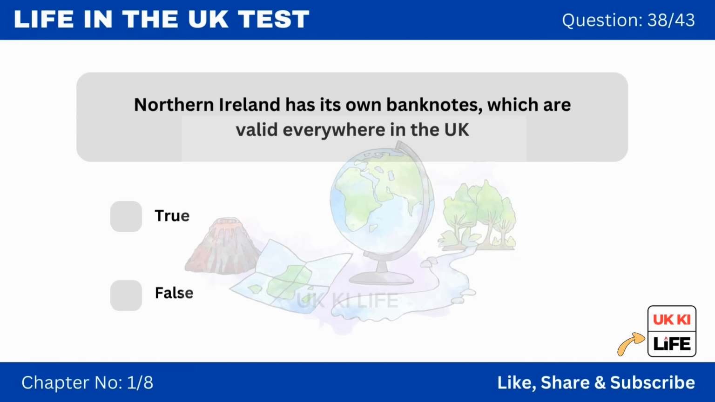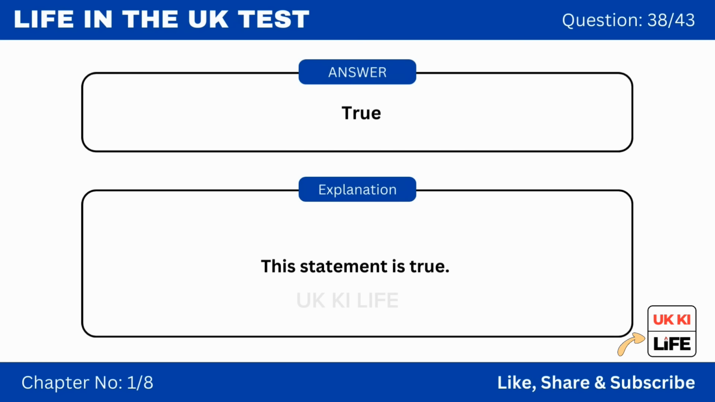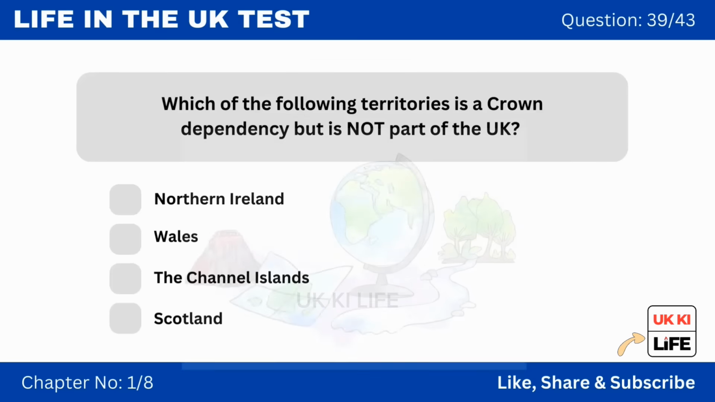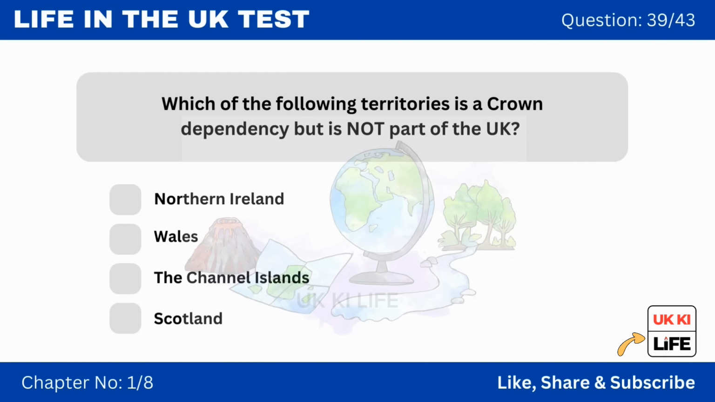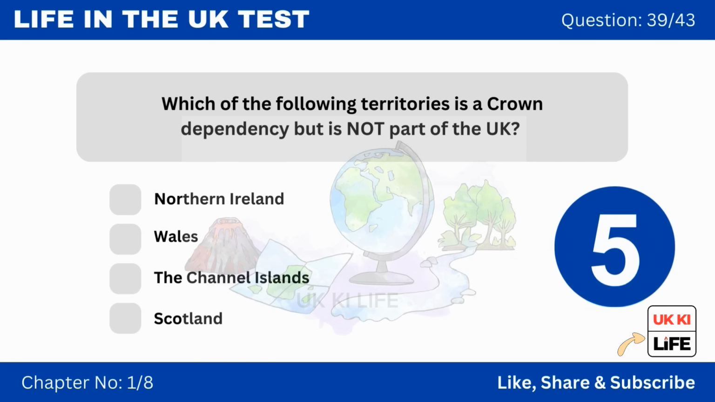The correct option is A. Explanation. This statement is true. Question 39. Which of the following territories is a Crown dependency but is not part of the UK? Northern Ireland, Wales, the Channel Islands, Scotland.